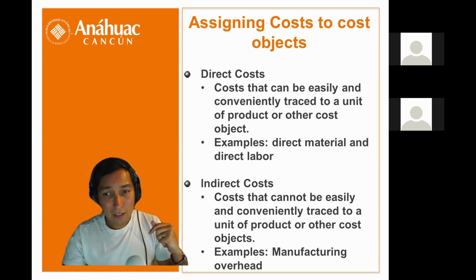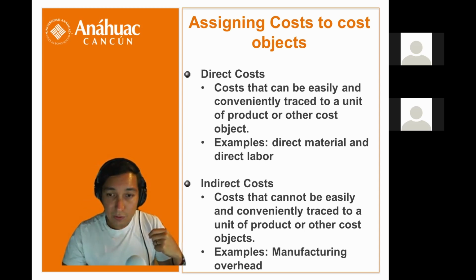And as we talk about indirect costs here, they are incurred to support a number of different cost objects, and these costs cannot be traced to any individual cost object. So what's an example of that? I listed some ideas of manufacturing overhead, like rent, utilities, insurance, property taxes, but we have also something called indirect materials. So that would be an indirect cost as well.